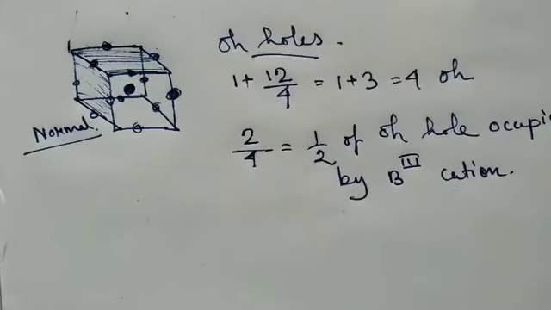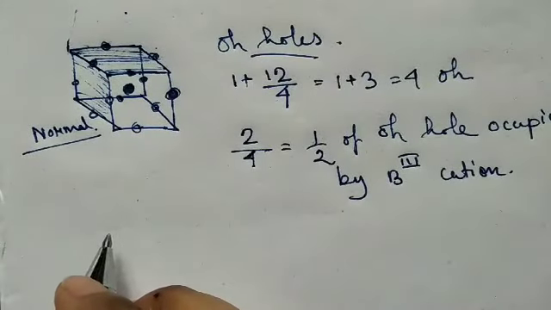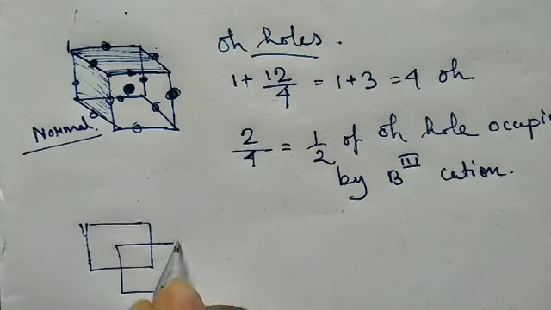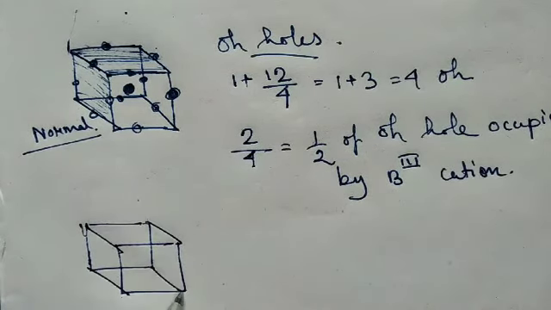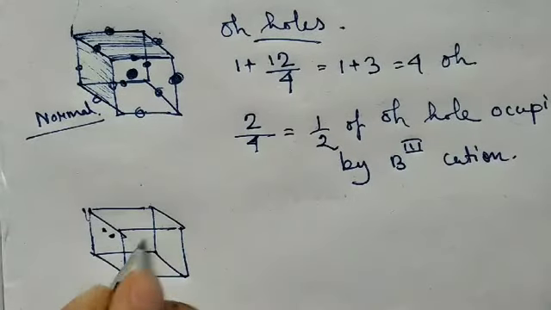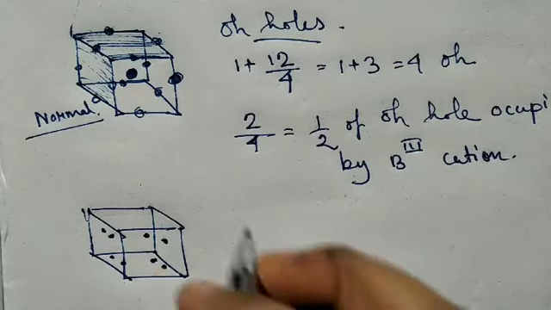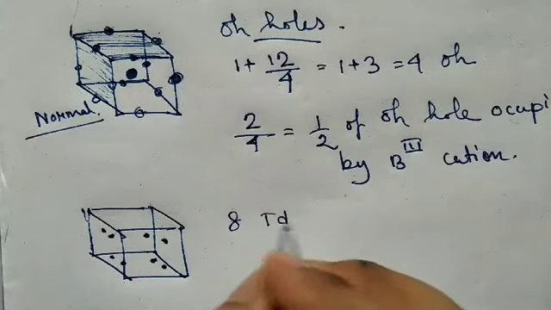And how many tetrahedral holes are there in a single cube? See, if this is a cube, again I am drawing. Here actually 8 tetrahedral holes are there. This you can read in solid state. Okay, so these 8 holes all are inside one cube. So it's not sharing with other cubes. Therefore, total 8 tetrahedral holes are there.